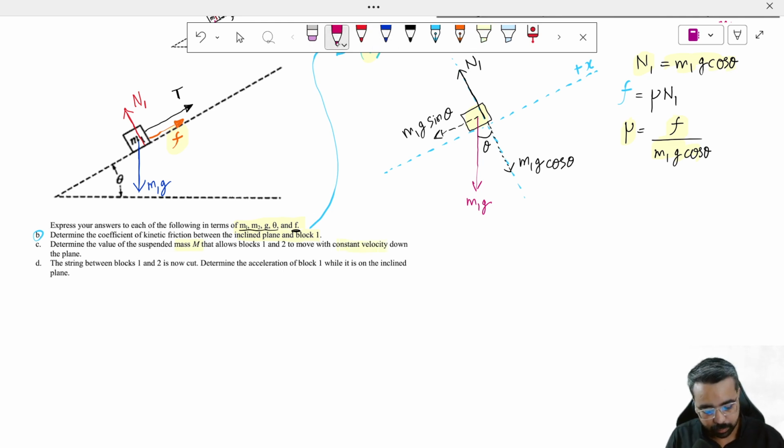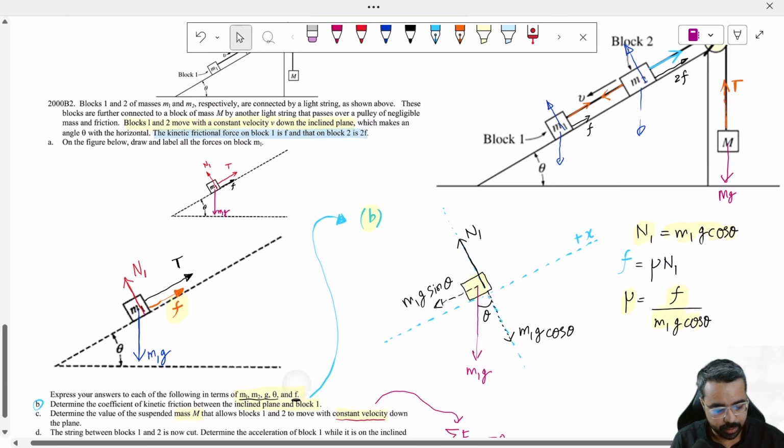Okay, so when they say constant velocity, if the system is moving with a constant velocity, it means that the sum of all forces on the system is 0. All the forces are balancing each other, which means there's no acceleration. So if there's no acceleration, you remember I had shown you the forces in this diagram.